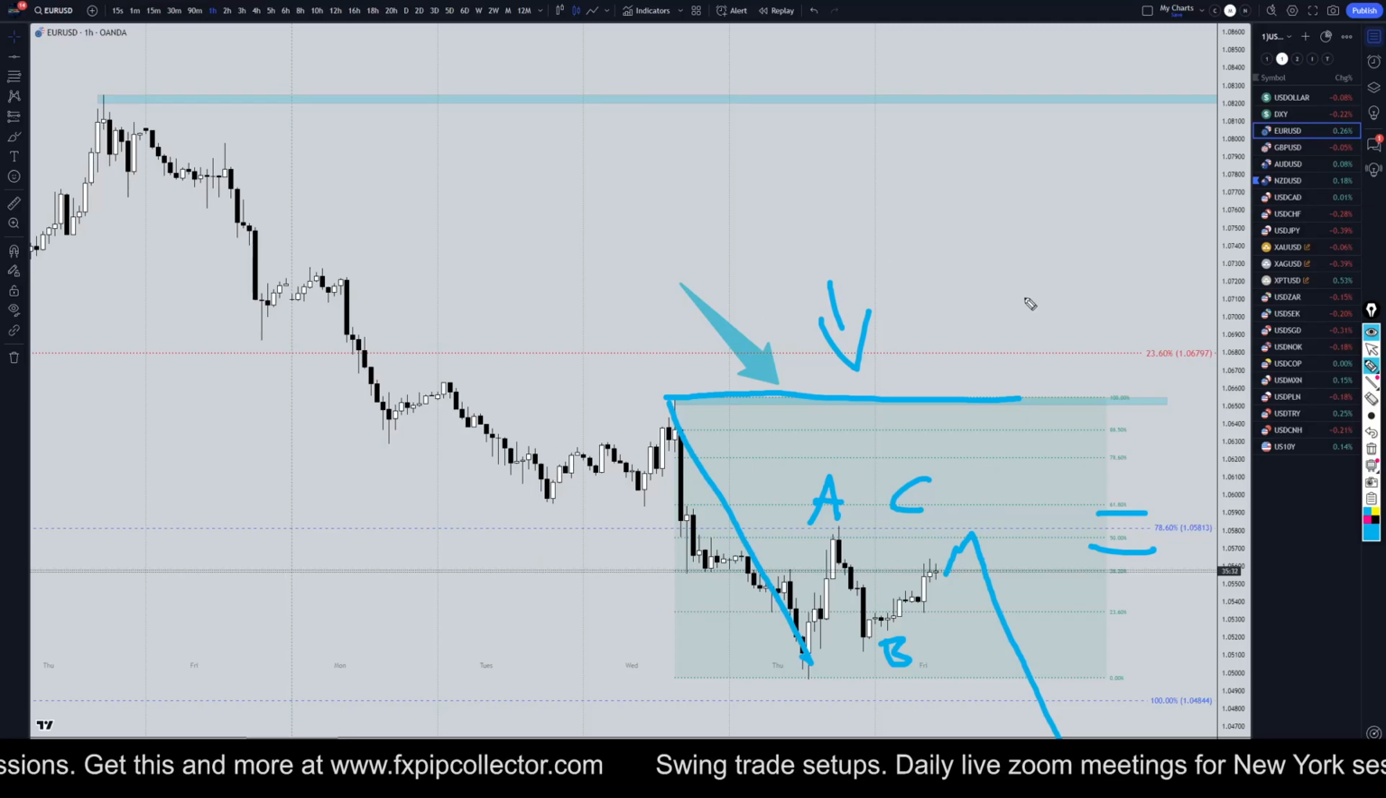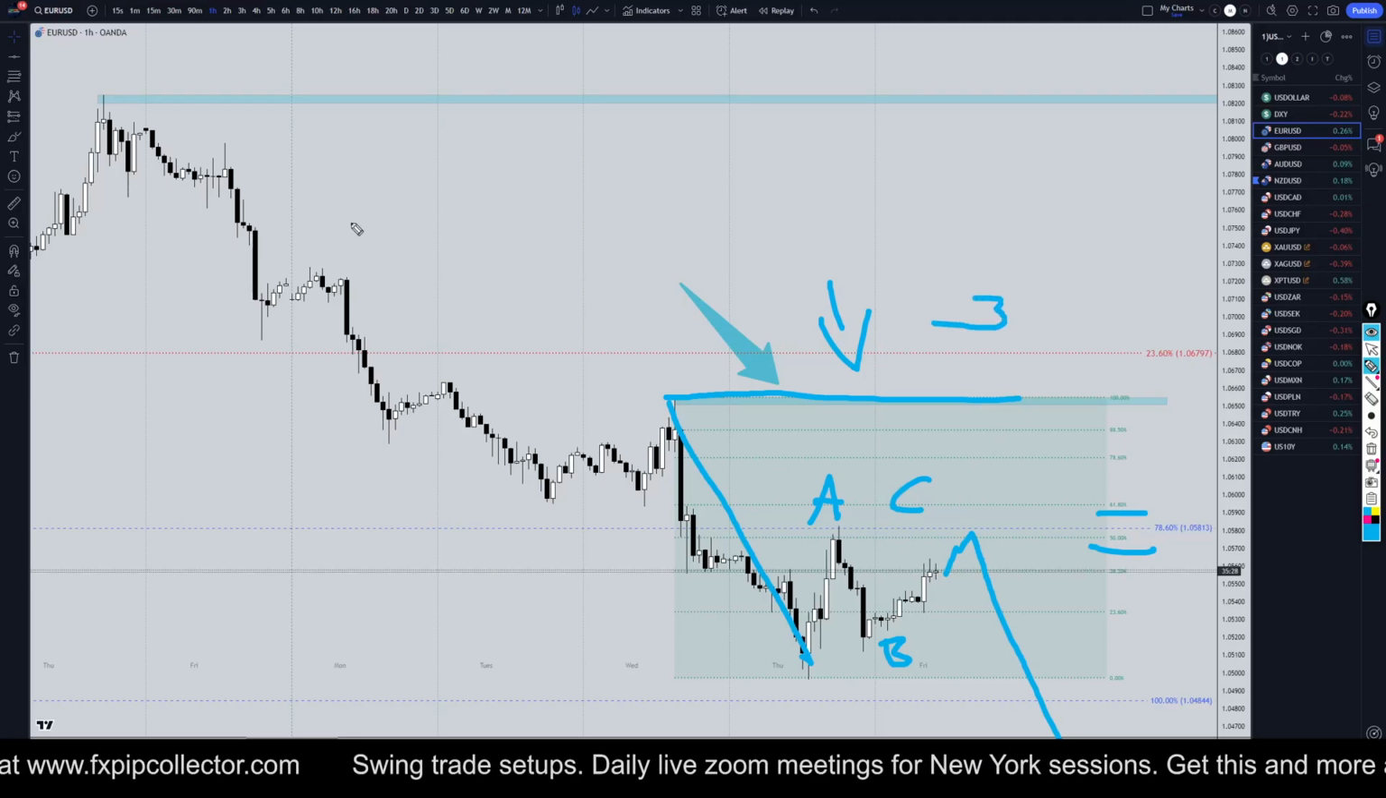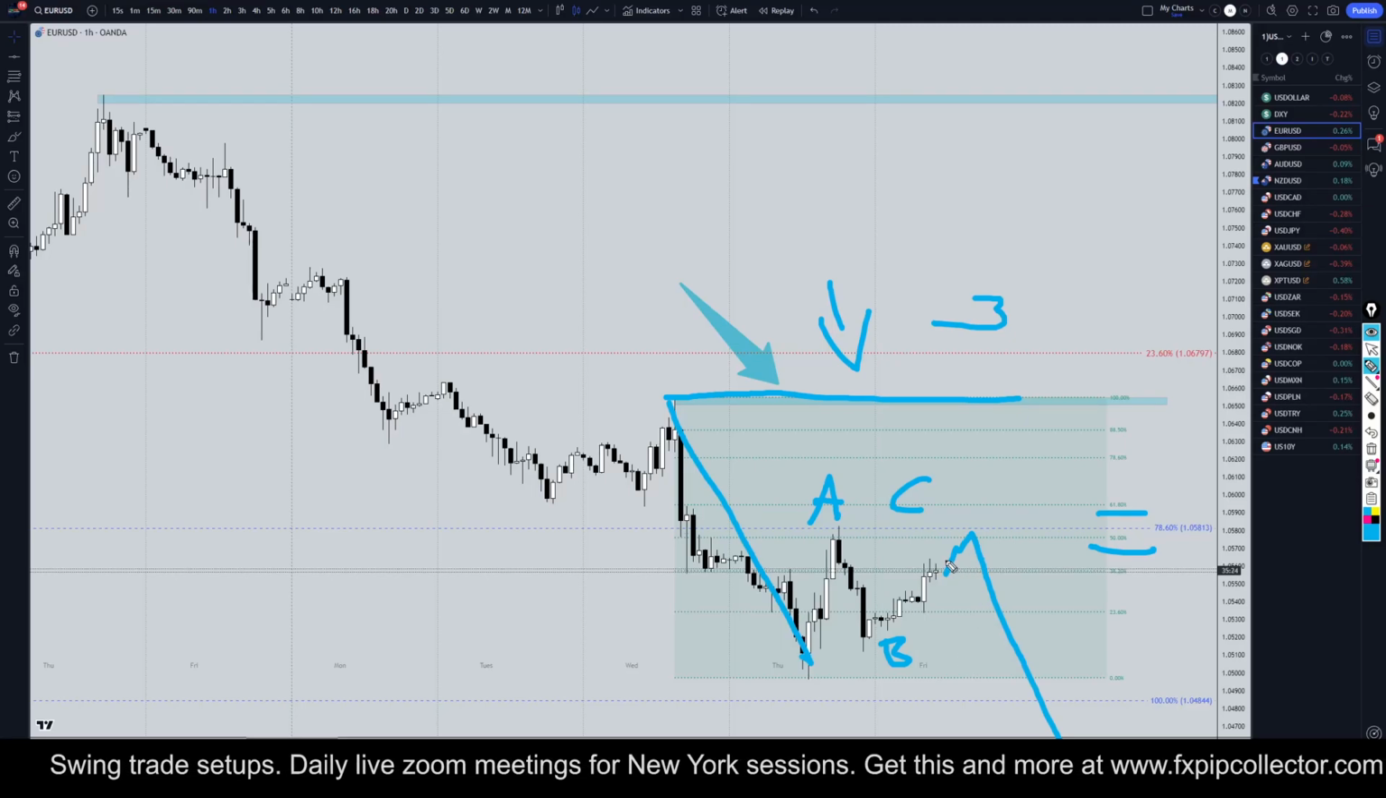If this really is a wave 3 on the higher time frames, which it looks like it is, then this is probably going to continue to make lower lows and lower highs on the 1 to 4 hour time frame.